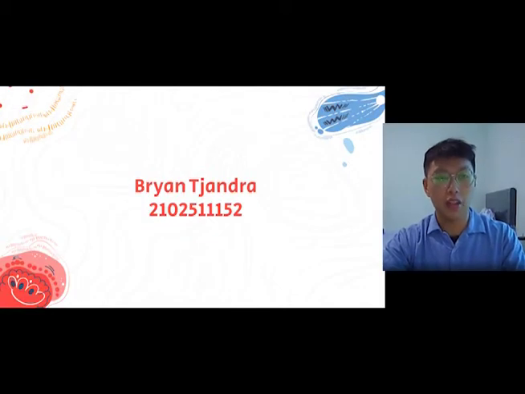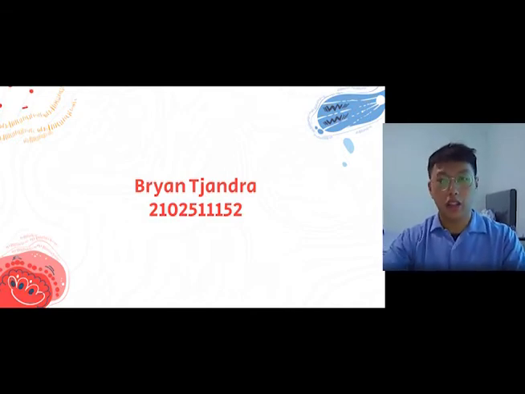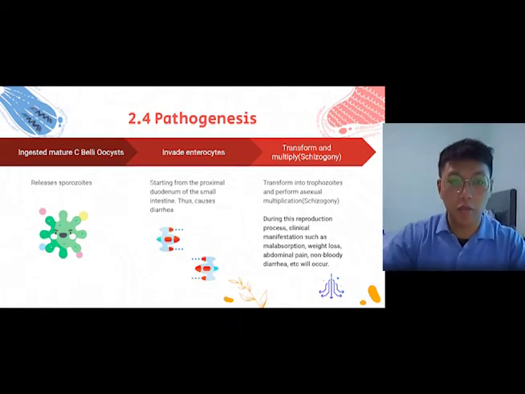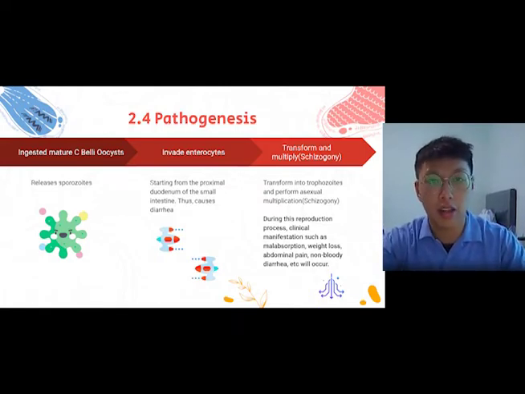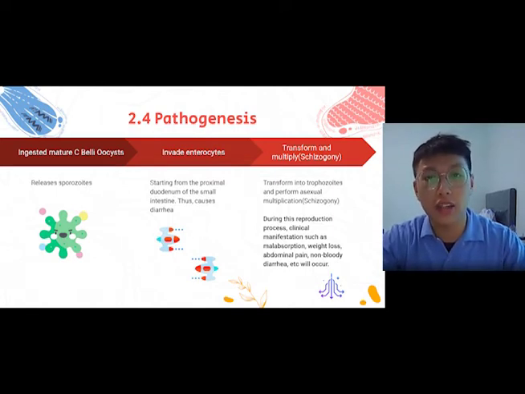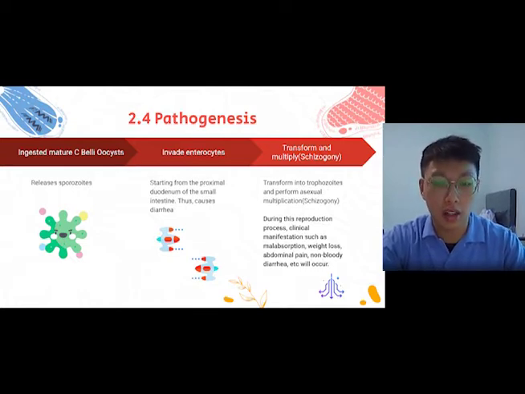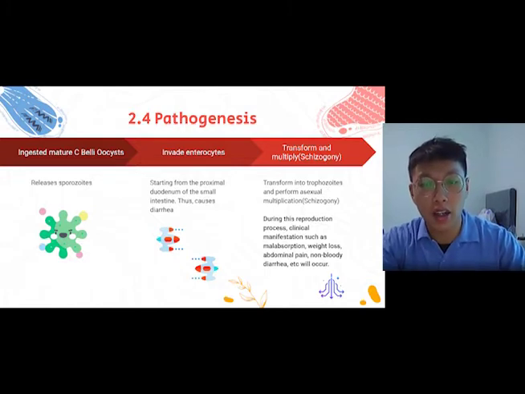Okay, hello, my name is Bryan Tjandra with the last three digits 152, and I will explain about pathogenesis. There are five parts. The first part is ingested mature C. belli oocyst will release sporocytes, and it will invade the enterocyte starting from the proximal duodenum that causes diarrhea, and then it will transform and multiply through schizogony. One of the most important parts is that during this reproduction process, clinical manifestations such as malabsorption, weight loss, abdominal pain, non-bloody diarrhea, etc.